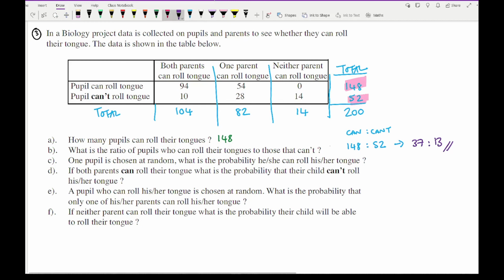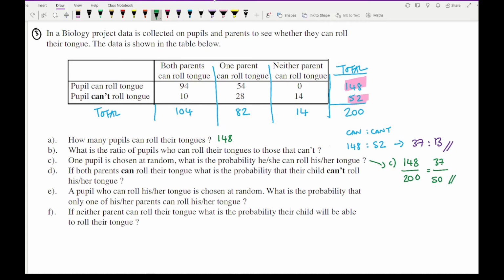So for this one, let me just put C. So it's going to be over 200, and so how many can roll their tongue? Well, that's going to be 148. And again, what I then want to do is simplify that. So what number goes into both, and just basically simplifying that, I get 37 over 50. Divide both numbers by 4.